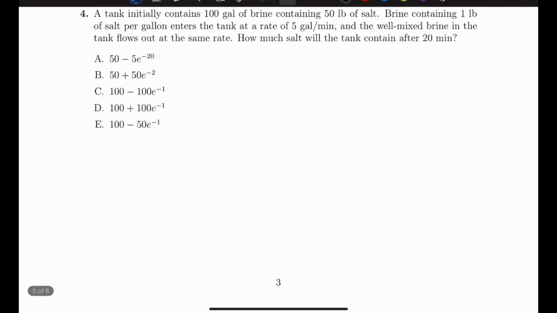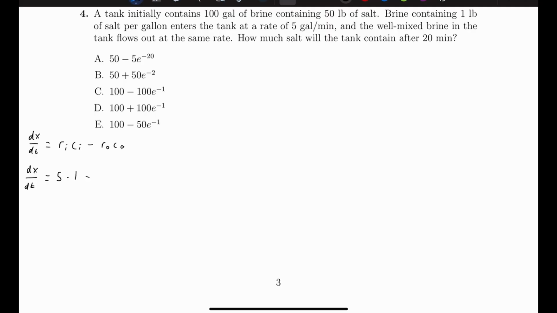Here we have a salt tank problem, so the first thing that we need to do is set up our differential equation. Remember that dx dt, where x is your amount of salt, is always going to be equal to your rate in times your concentration in minus your rate out times your concentration out. So let's start plugging in what we know. Dx dt is going to be equal to our rate in, which is right here, 5 gallons a minute, so that is 5, and our concentration in is given to us here, brine containing 1 pound of salt per gallon, so our concentration is 1.